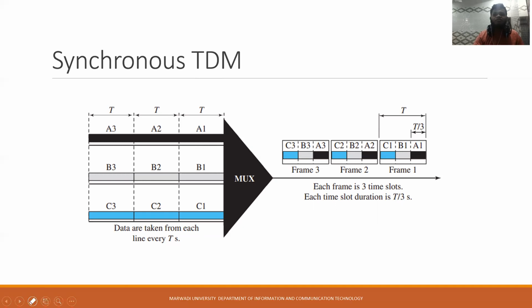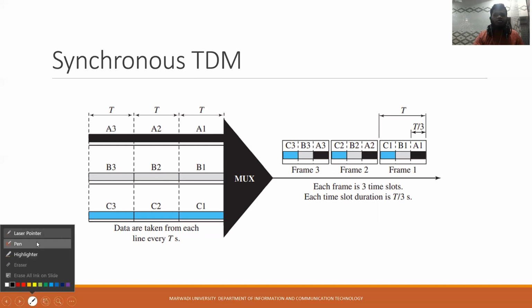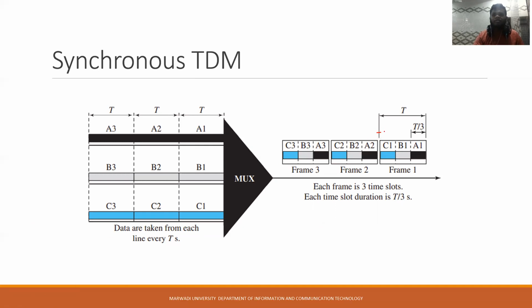Take this frame, for example. It has all three: this, this, and this. A1, B1, and C1 together have t seconds, but that would be divided by 3, or divided by n in the general case. So A1 will be t by 3, B1 will be t by 3, and C1 will be t by 3, which combined together form a frame.